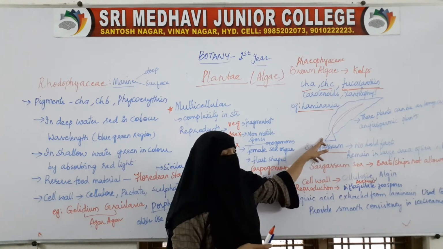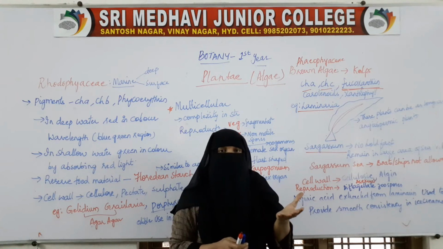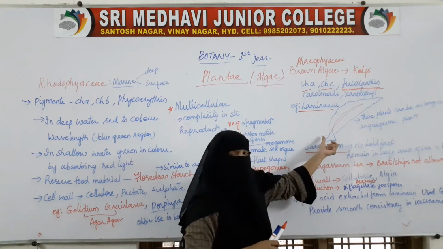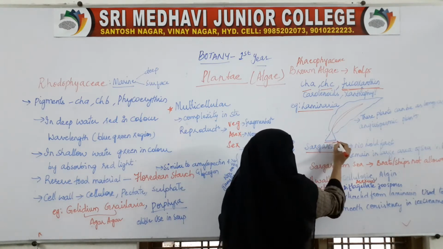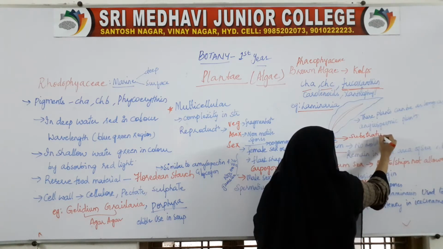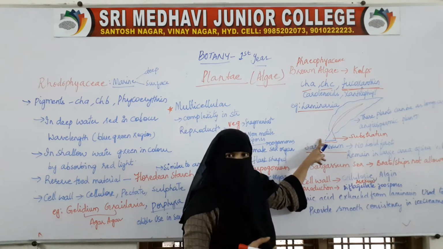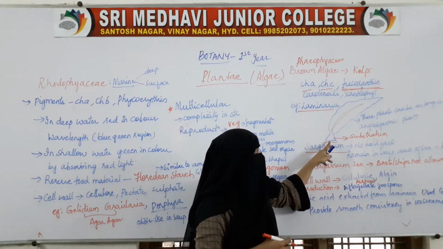In these organisms, they show a little body organization. In Chlorophyceae, it was just a simple thalloid, no organization was there. Here it shows a little organization. Here it has the substratum, the part with the help of which these organisms get attached to the substratum. So this is the substratum.